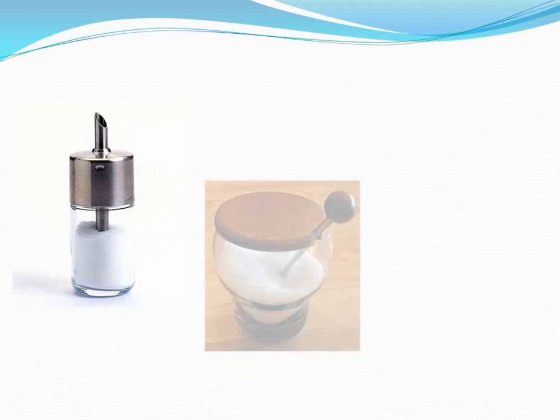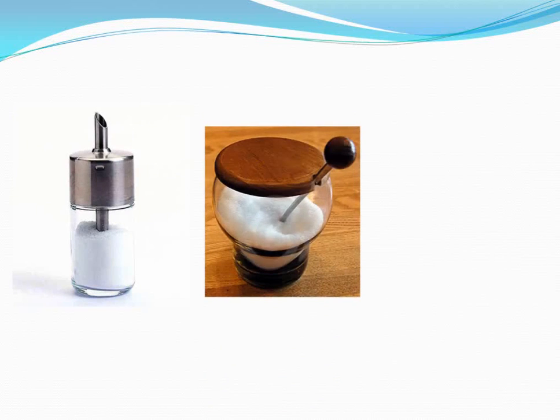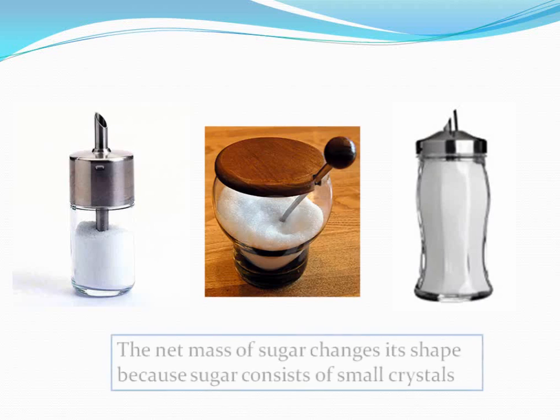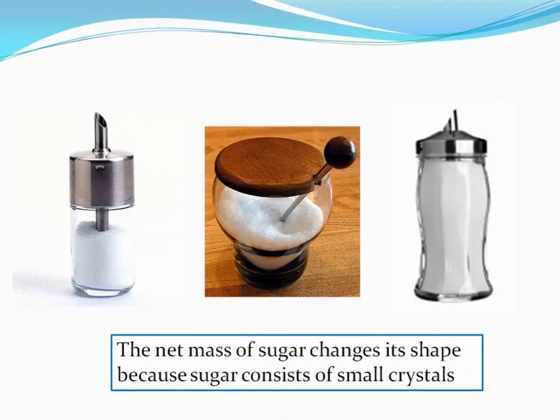Yes, a mass of sugar does change its shape in different containers. The container on the left, the container in the middle, and the container on the right, all of them have different shapes, and you can see that sugar fits in all these containers and assumes different shapes. But the important point is that the small crystals of sugar do not change their shape. They are still cubical or cuboidal.